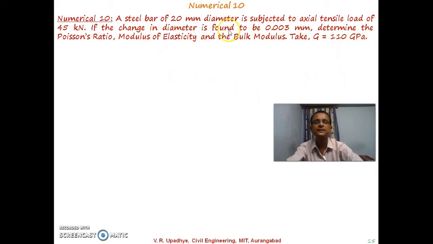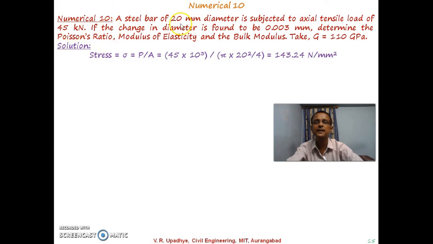What is given is not the change in length, but the change in diameter and original diameter. So we'll discuss how to go for its solution. What is given is the diameter, with which we can calculate the area of cross section, that is pi by 4 d square, and the force applied is 45 kilonewton. So stress sigma is P divided by A. That will be 45 converted into Newton, into 10 to the power 3, divided by pi by 4 d square. This calculation will give us stress as 143.24 Newton per mm square.